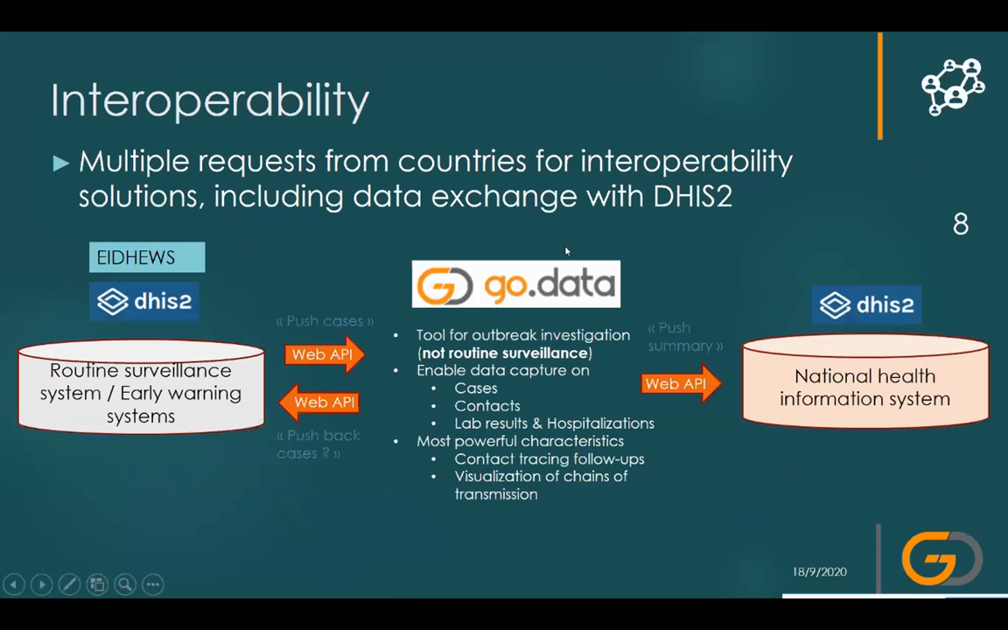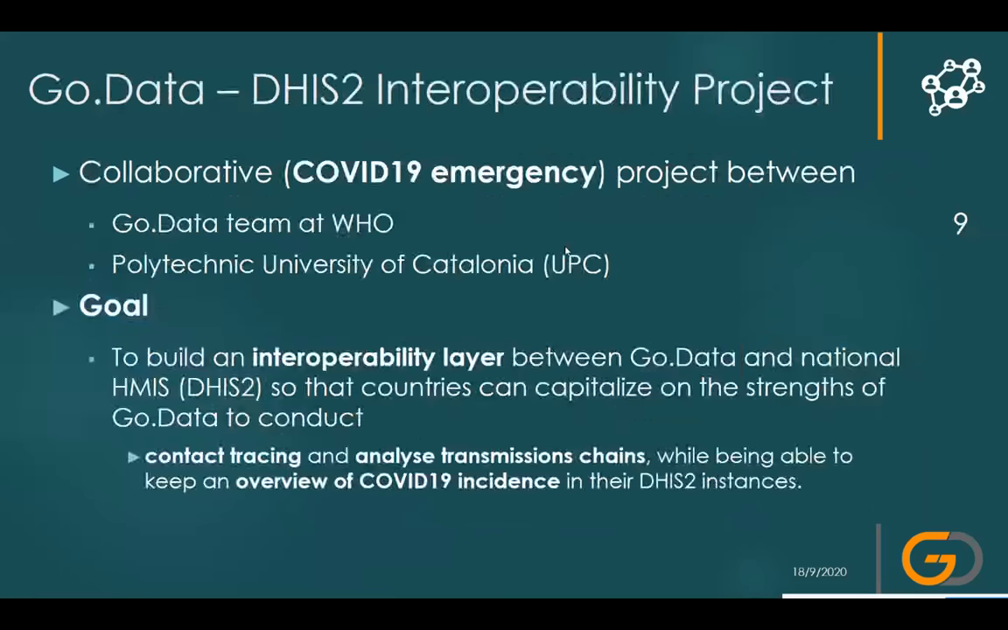So as Sara said, when the COVID crisis started, multiple countries started requesting this interoperability solution between GoData, the tool that they are supposed to use for contact tracing, and their national health information system. And on the other side, at UPC, we also started a COVID-19 project that is funded by our UPC humanitarian fund. And at that point, we formed a collaborative project between the GoData team at WHO and UPC.